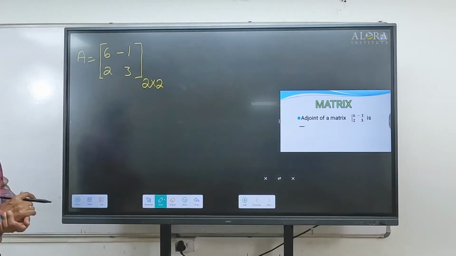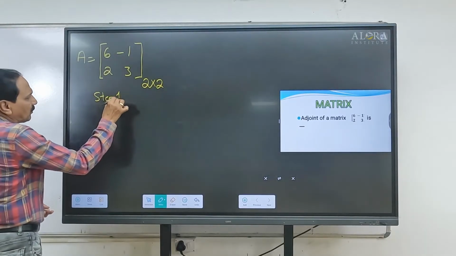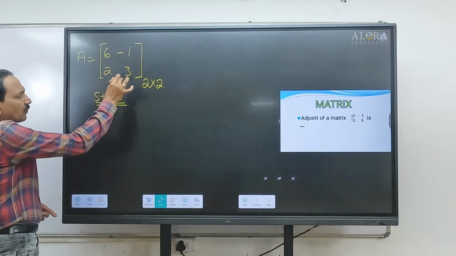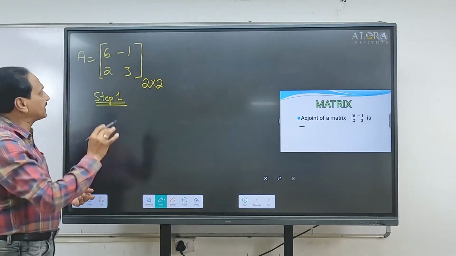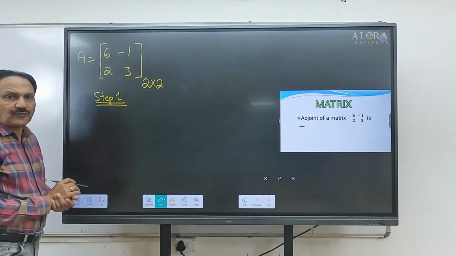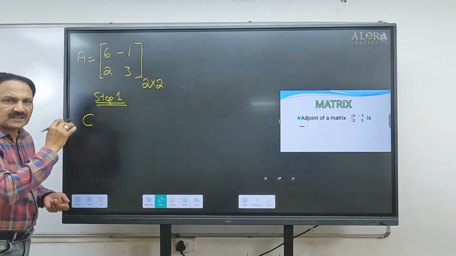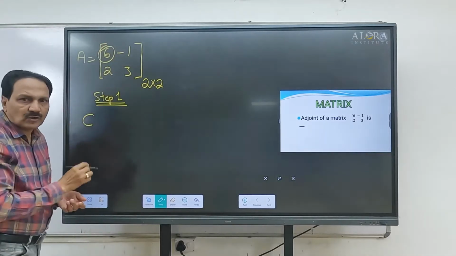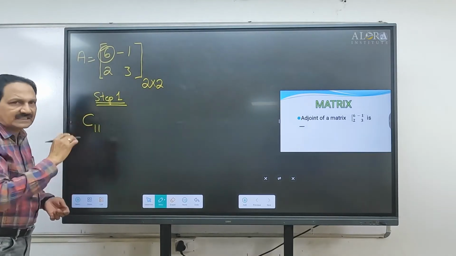Suppose you want to go for the cofactors here. In writing the adjoint of a matrix, 3 steps are to be followed. This is step number 1. In the first step, we are going to write the cofactors of all the 4 elements. The numbers present inside the matrix are called the elements. How many elements are there? 2 into 2, 4. 1, 2, 3, 4. To write the cofactor, you write the symbol capital C, which represents the cofactor here. Cofactor of which element? Suppose you want to write the cofactor of 6, what is the position of 6 here? It is in the first row and first column. So we write it as C11.